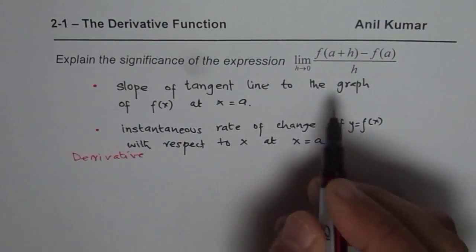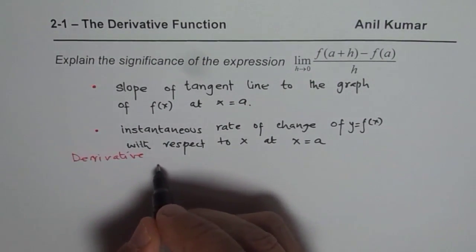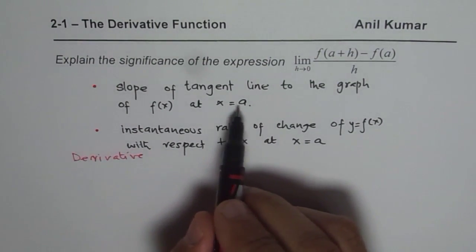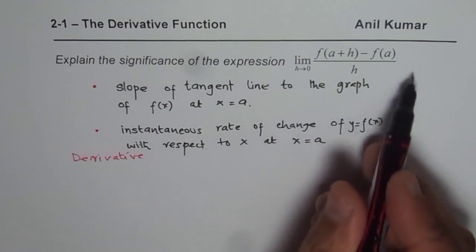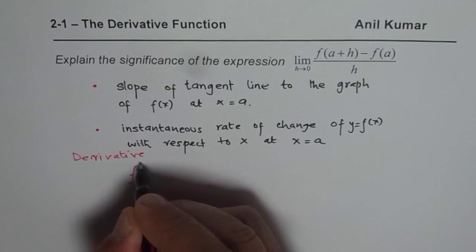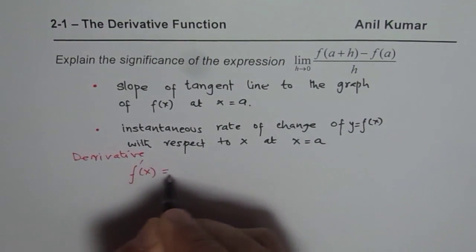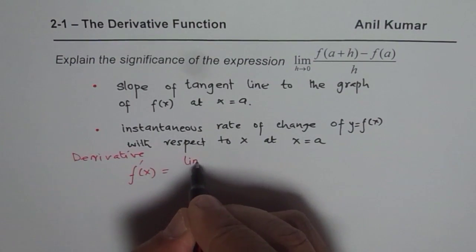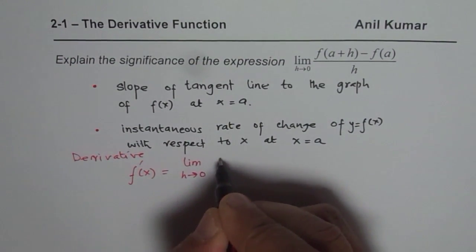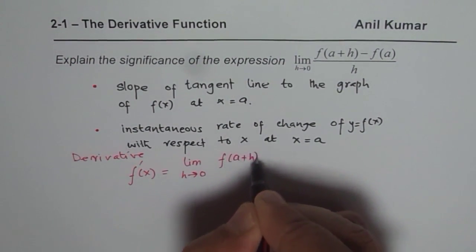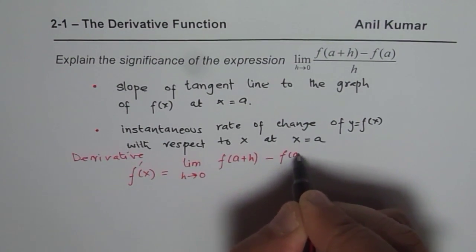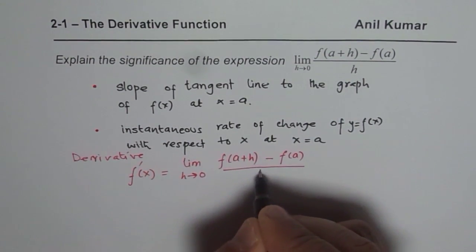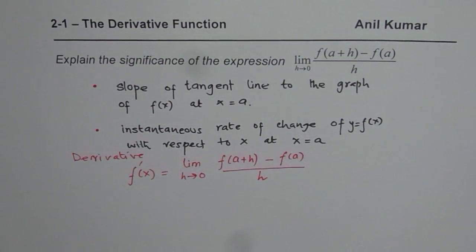So from now onwards we'll use the same definition and we'll say the derivative at any point x equals a on the graph of the function is given by that. It is written as f dash of a equals limit h approaches 0 of f of a plus h minus f of a divided by h. So that is how we are going to use this particular expression from now onwards.